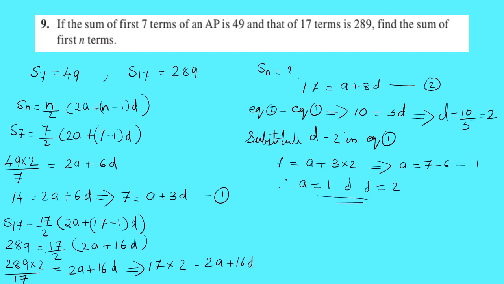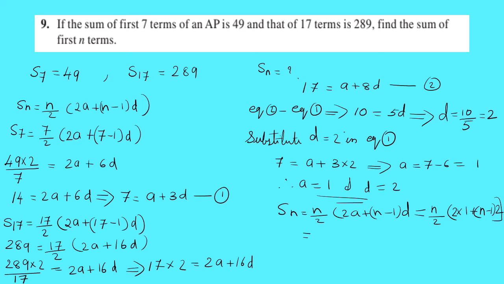Now you have to find what is Sn. So Sn equal to n upon 2 multiplied by 2A plus n minus 1 into D. That is equal to n upon 2 multiplied by 2A. A is 1. So 2 multiplied by 1 plus n minus 1 into D. D is 2.